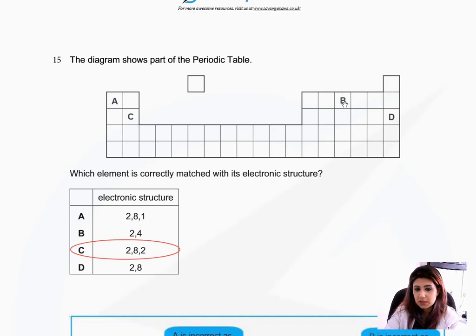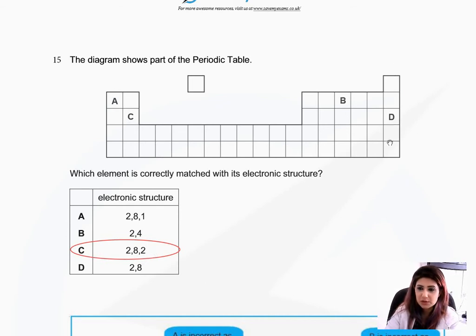Let's look at B here. So B is in group 1, 2, 3, 4, 5. So it has to end with 5 electrons. Here it says 4. Then C. It has to end with 2 electrons because it's group 2, which is right. Then it has to have 3 shells. 1, 2, 3 shells. Let's see. Period 1, period 2, and period 3. So it has 3 shells. So that's correct.